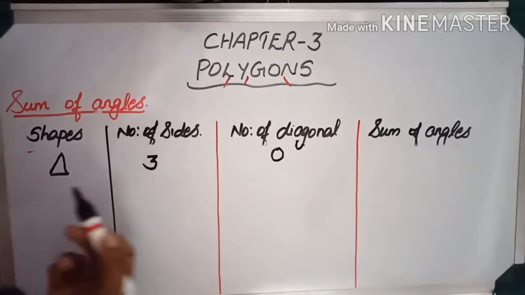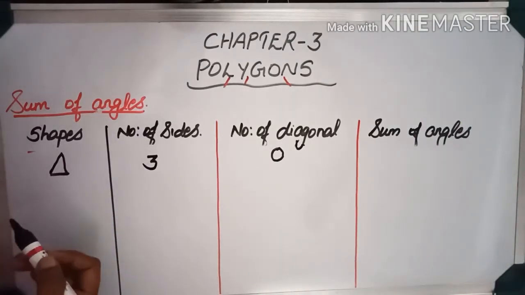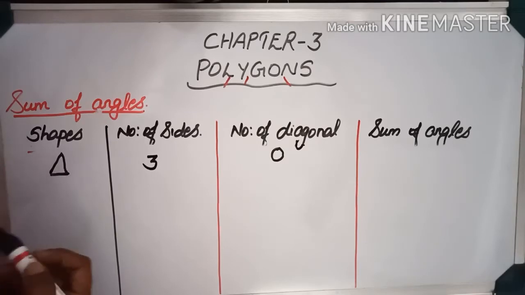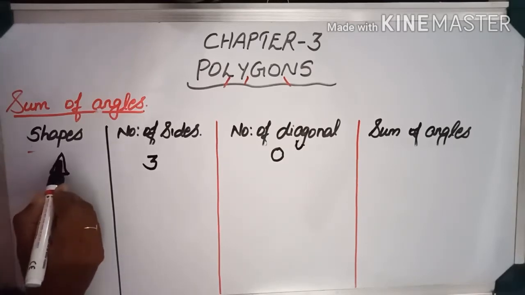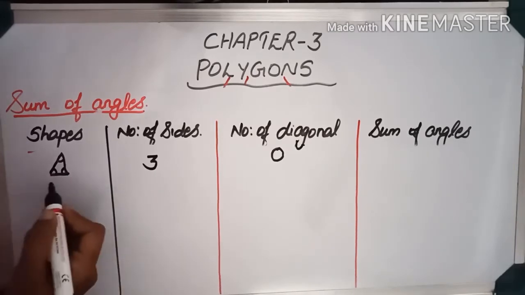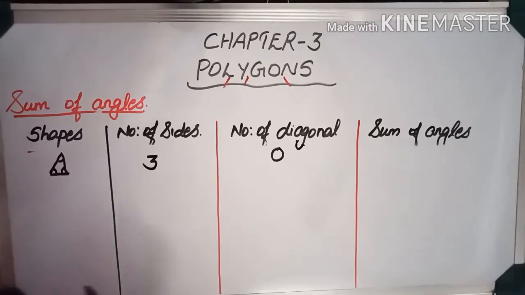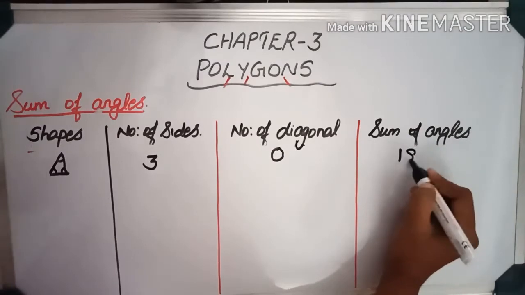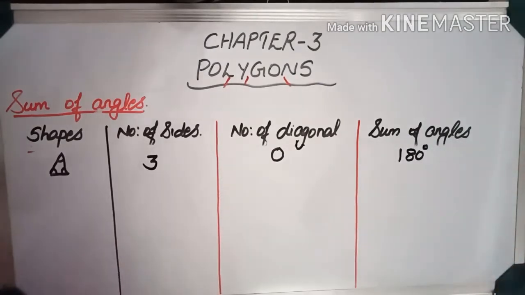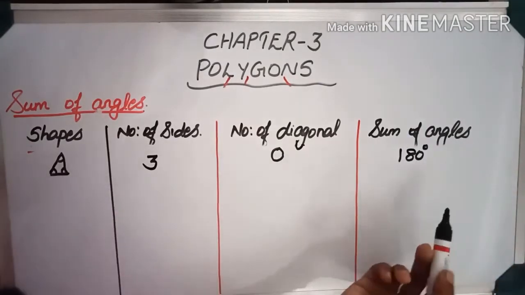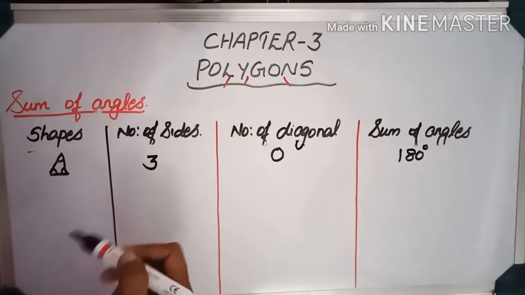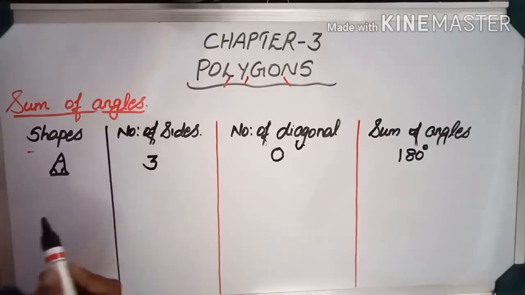Next is sum of angles. We know the sum of angles of a triangle. In 7th standard we have already learned this. Sum of angles means inside angles. 3 angles we can see here, and the sum of these 3 angles is 180 degrees. So that's all for the triangle. 3-sided polygon over.